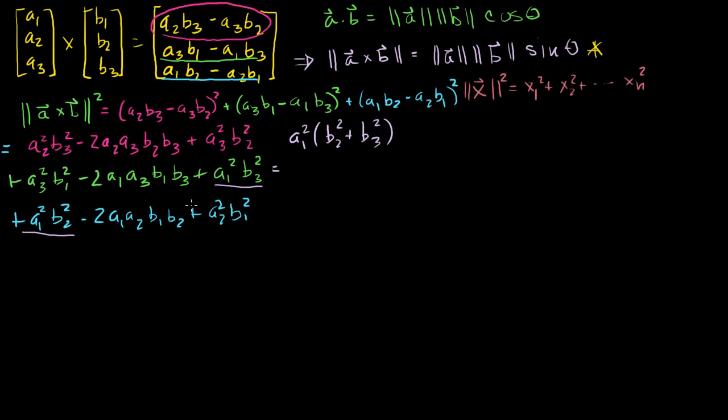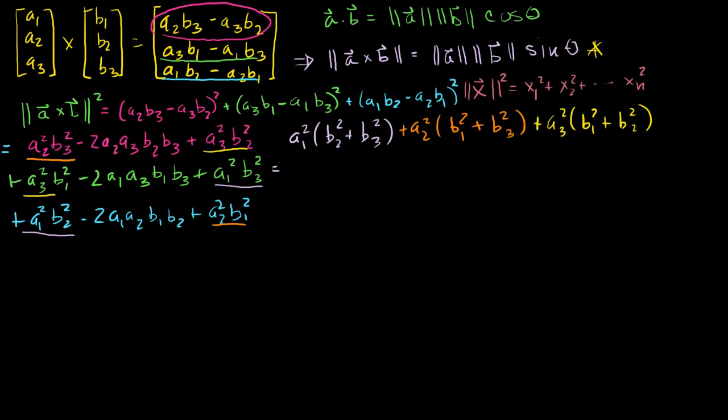Good enough. Now where are my a2 squared terms? Plus a2 squared times, I have that one and that one. So times b1 squared, that's that, plus b3 squared. And then finally, let me pick another new color. Well, I can go back to yellow. Plus a3 squared times, well, that's that term and that term. So b1 and b2. So b1 squared plus b2 squared.